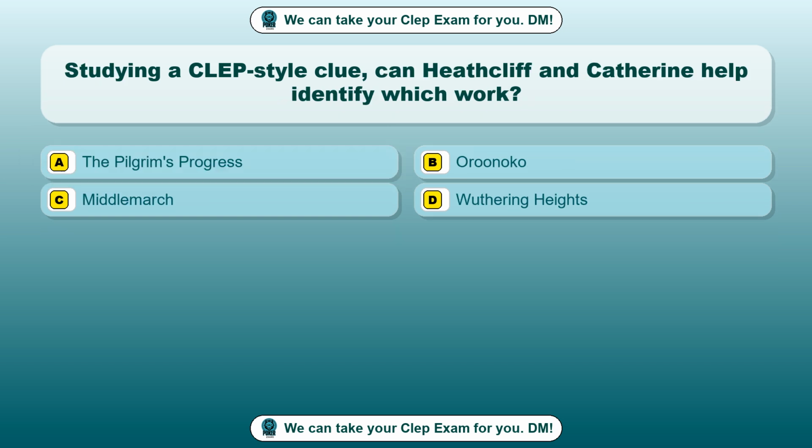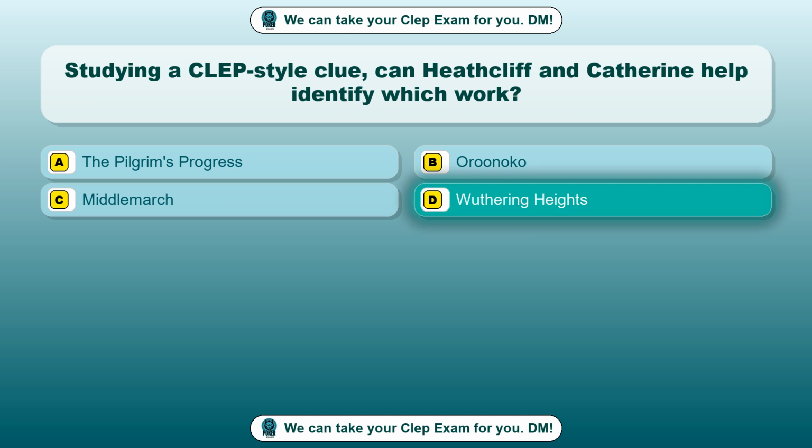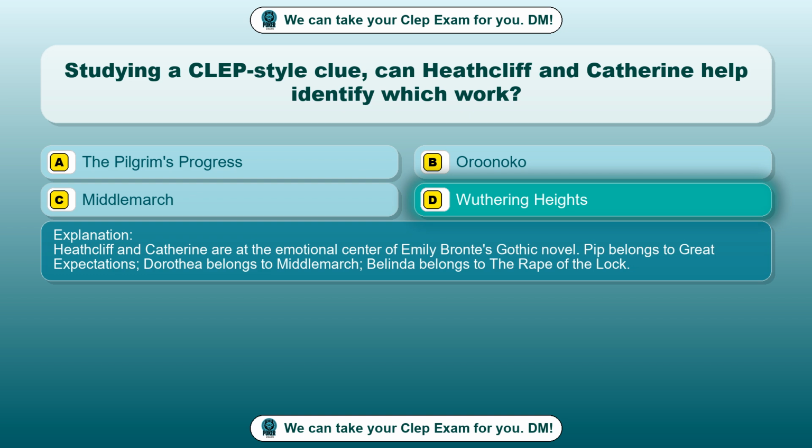Question 85. Studying a CLEP-style clue, can Heathcliff and Catherine help identify which work? Option A, The Pilgrim's Progress. Option B, Orinoco. Option C, Middlemarch. Option D, Wuthering Heights. The correct answer is option D, Wuthering Heights. Heathcliff and Catherine are at the emotional center of Emily Bronte's Gothic novel. Pitt belongs to Great Expectations, Dorothea belongs to Middlemarch, Belinda belongs to The Rape of the Lock.